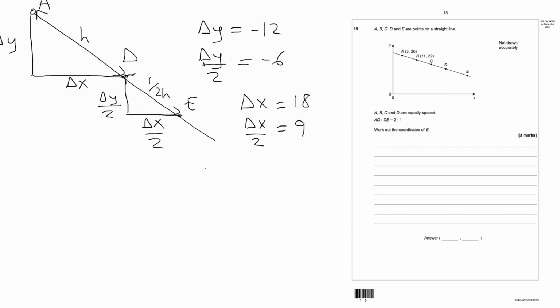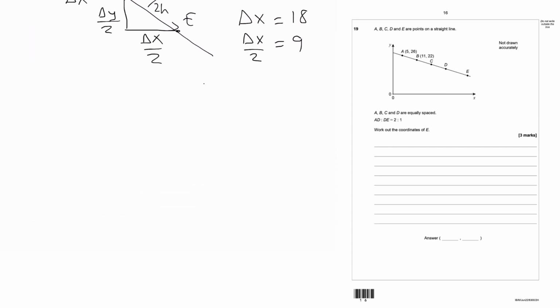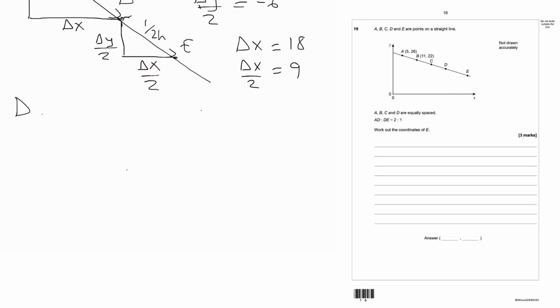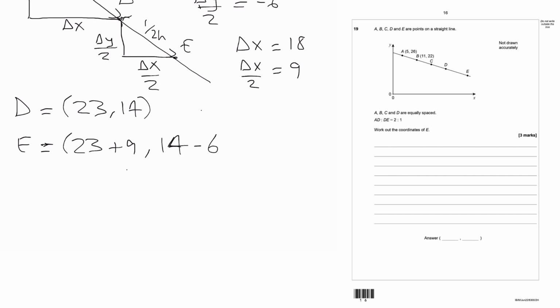So we now just apply this to D. So starting with the coordinate D, which I'll remind you is (23, 14). To get to E, we take this D coordinate and we're going to add 9 to our x coordinate, and we're going to subtract 6 from our y coordinate. So this gives us a final coordinate for E of (32, 8).